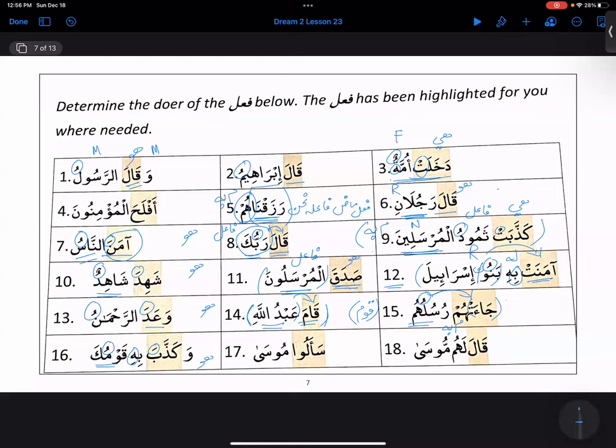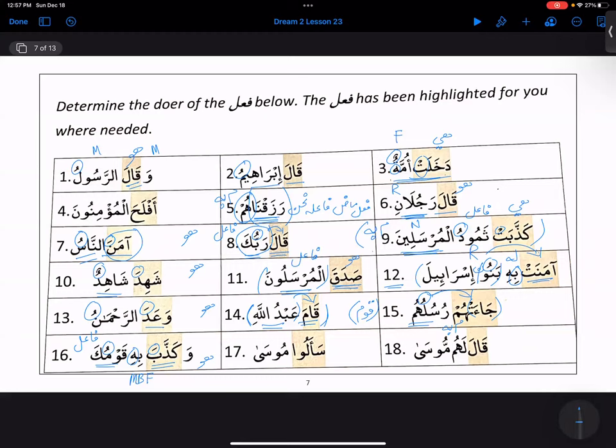So now how are we going to label it? Fail, maful, bihi is what? Jar majrur fragment. How? MBF. And then Qawmuka is the fail of Kadhaba. Idafa fragment also. Very good.